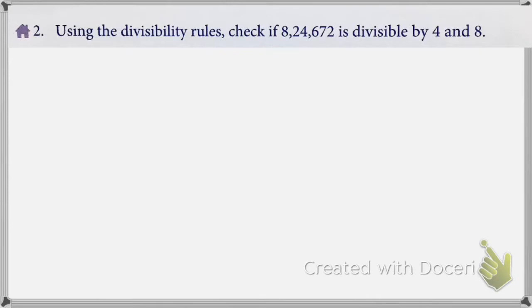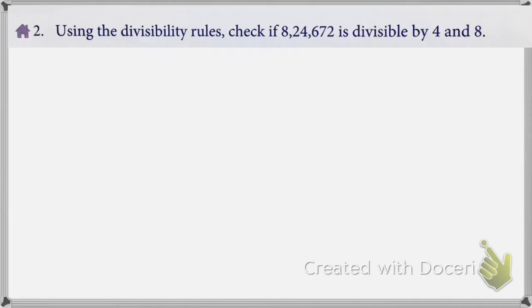So let's start question number 2 from exercise 5.1. Using the divisibility rules, check if 8,24,672 is divisible by 4 and 8. So we have to check whether this number is divisible by 4 and 8 or not.